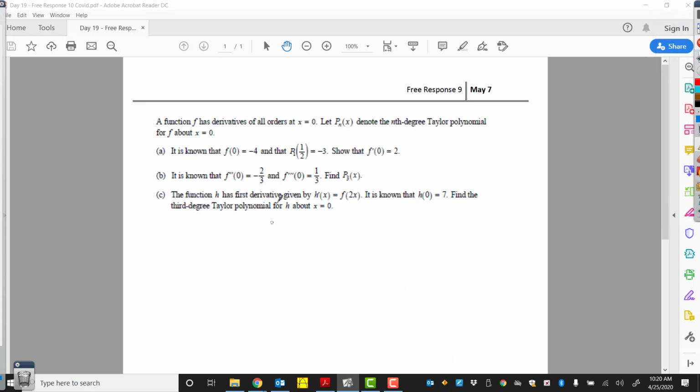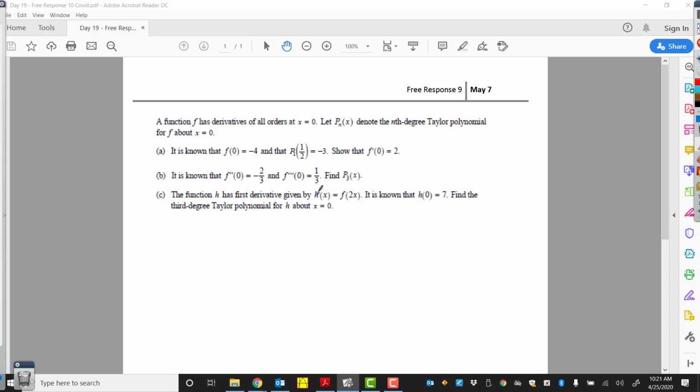We have this equation. h of x has the first derivative given by h prime of x equals f of 2x. So, real quick, the first derivative, h prime of x, is equal to f of 2x. Remember, this is just telling us to plug 2x into f. Okay? It is known that h of 0 equals 7. Find the third degree Taylor polynomial for h.